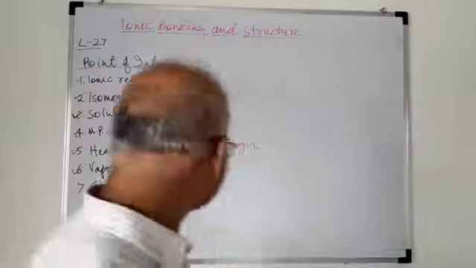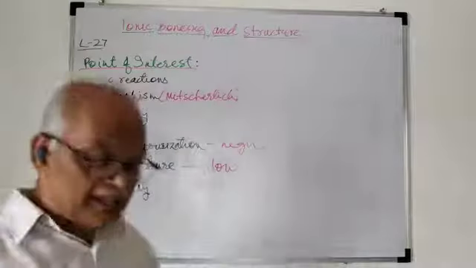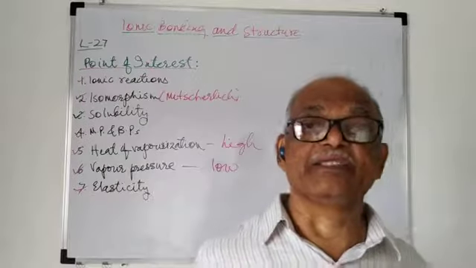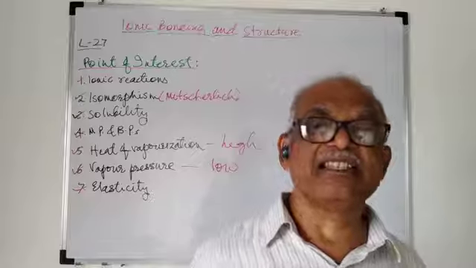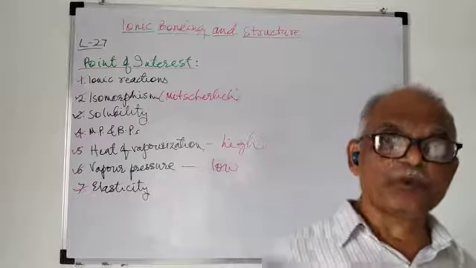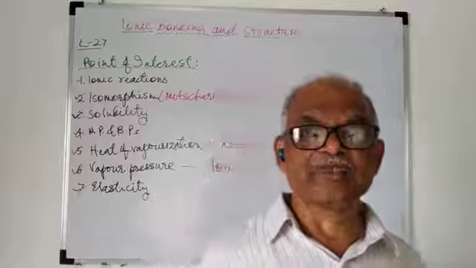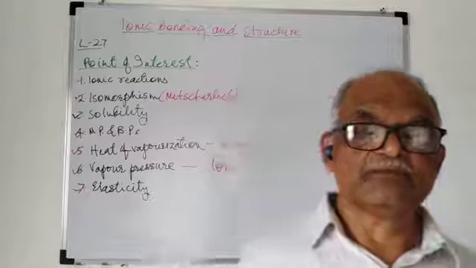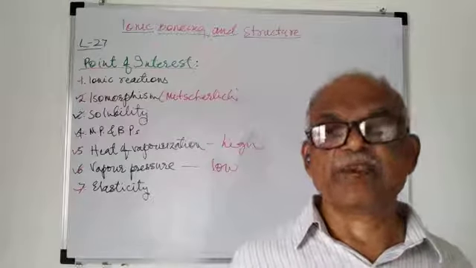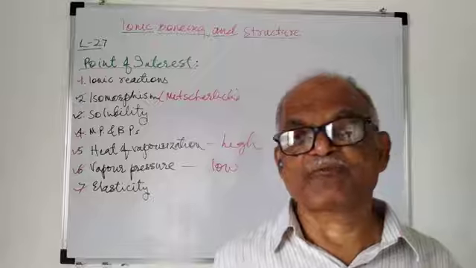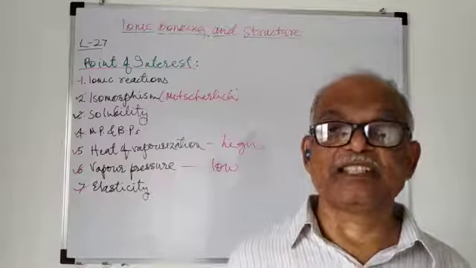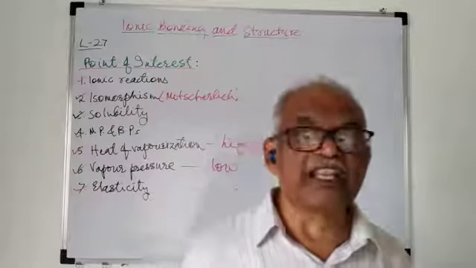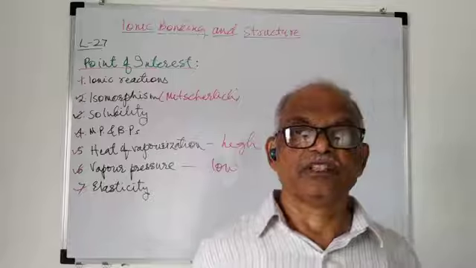Then if we see the next property, elasticity, these compounds, ionic solids, are very hard and brittle. Therefore they do not exhibit elasticity. It means they have very low elasticity. They are not flexible. We cannot bend them easily. If we try to bend them, they get broken. That is, they are brittle. Therefore, ionic solids are said to have very low elasticity.